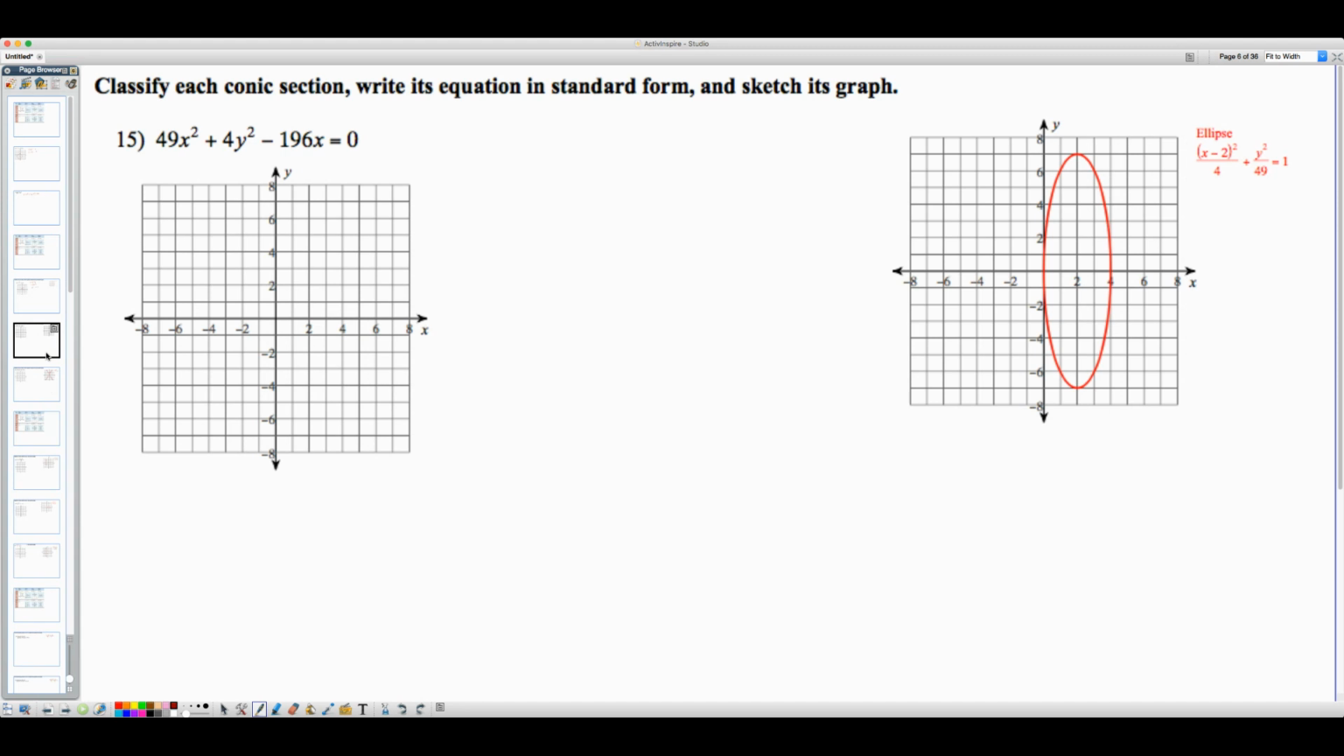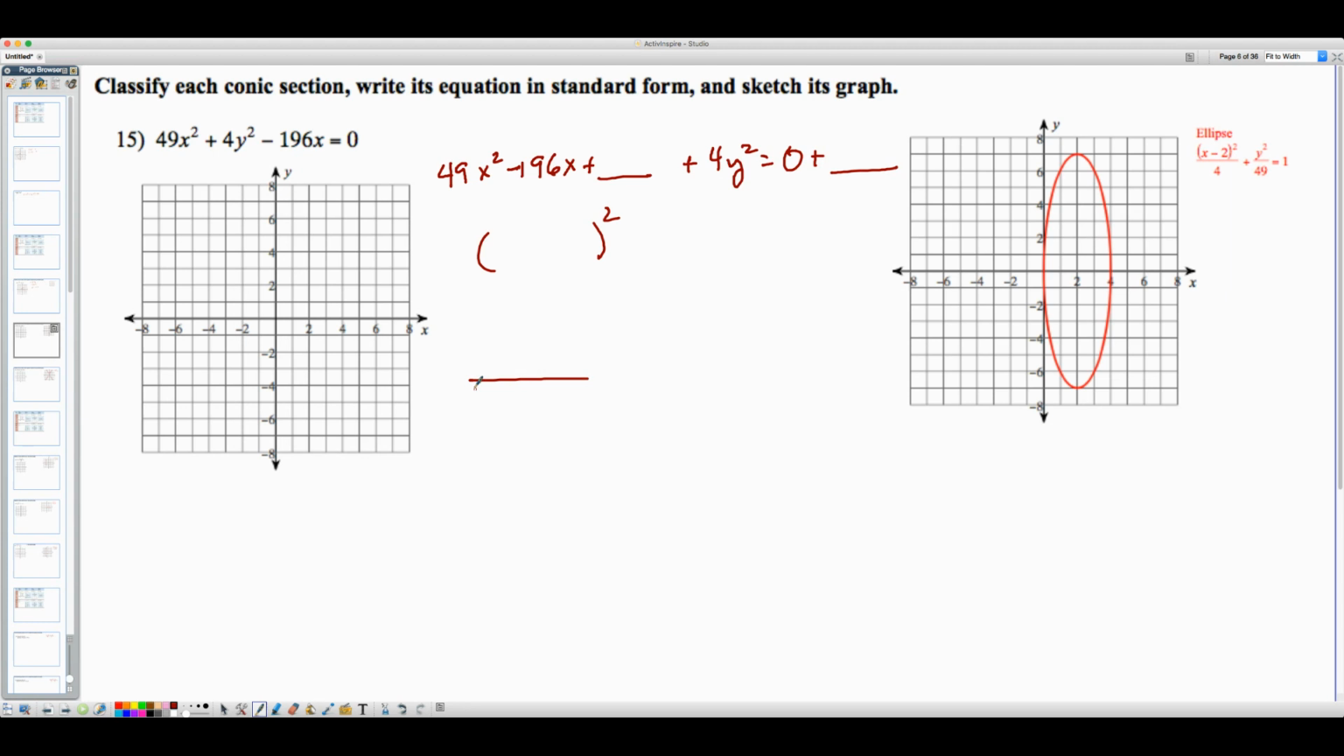Classify each conic, write it in standard form. Here we have an x squared, and we have a y squared. And I know that this has got a plus in between it, so it's going to be an ellipse. And I can write this as 49x squared minus 196x plus some number that will complete the square, make this a perfect square, plus 4y squared is equal to 0. And whatever I add to the left side, I'll have to add to the right side.